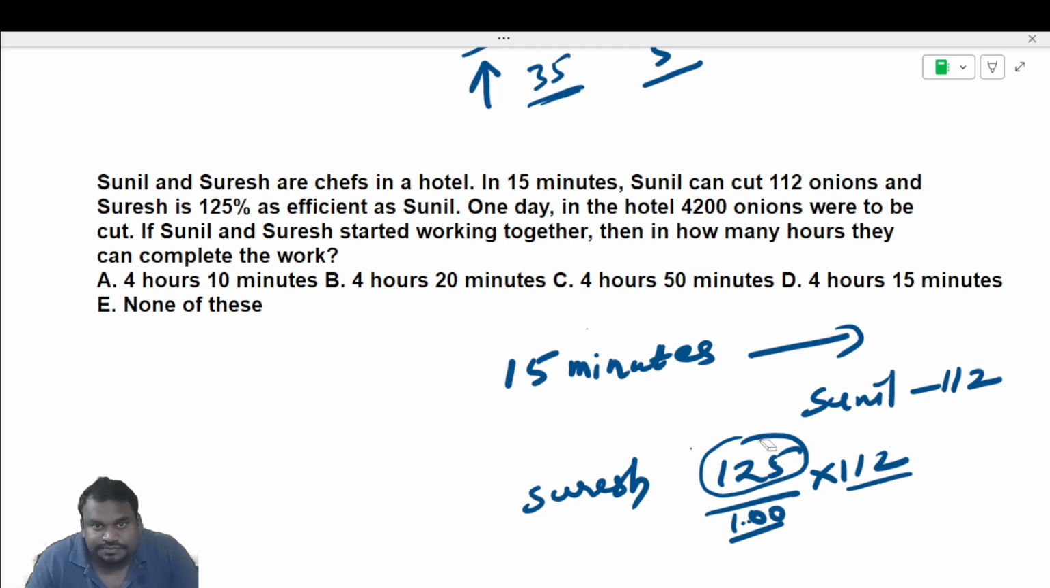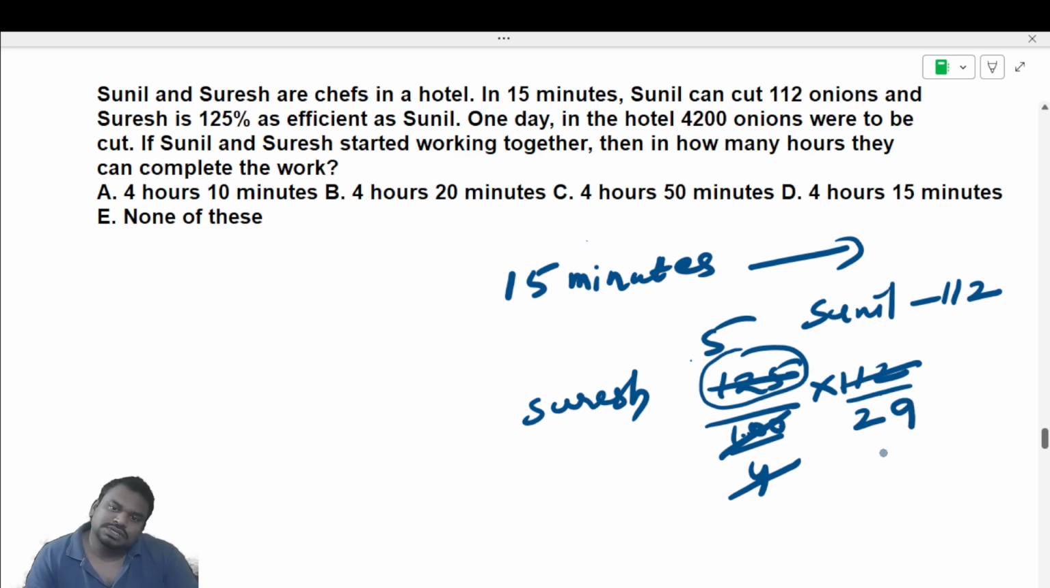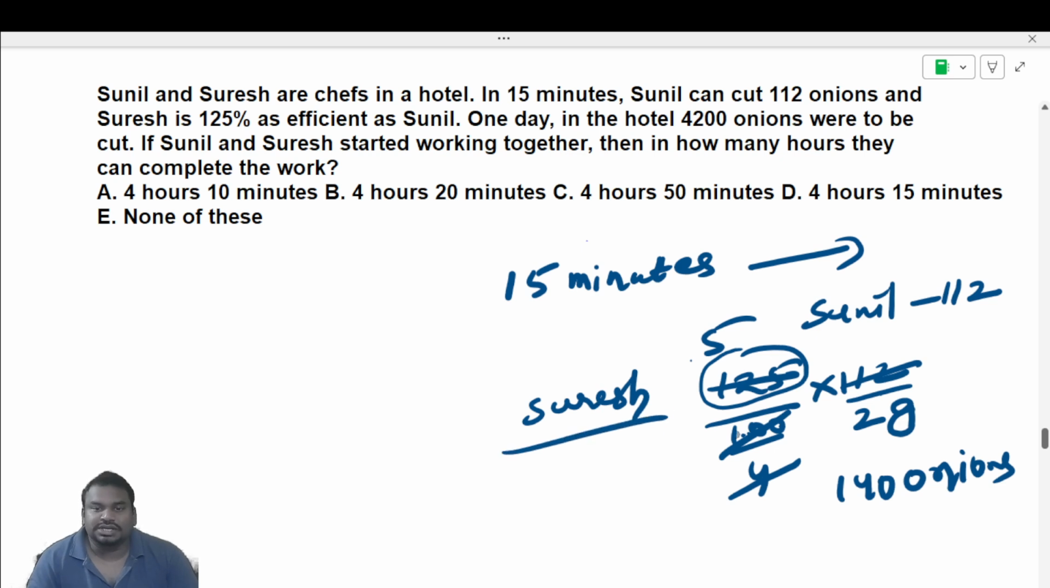So now we can find it out: 25 fours are 100, 28 into 5, 25 is 100, 8 fives are 40. So 140 onions Suresh can cut in how much time? The same time, 15 minutes.